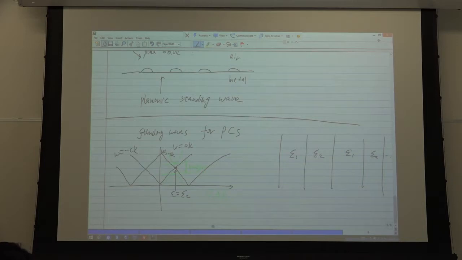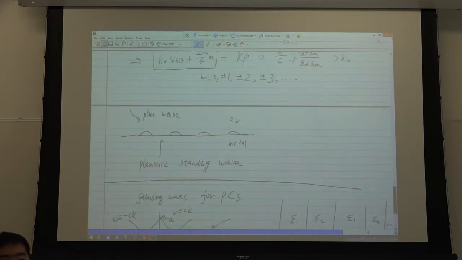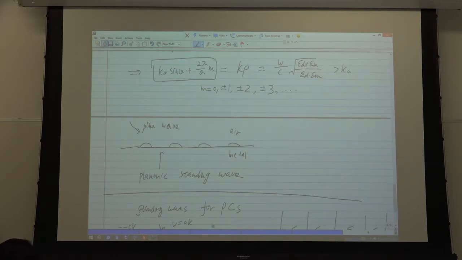This band gap is due to the interference between propagating modes, propagating waves. This is the physical origin of the photonic crystal band gap. Here, what's the meaning of plasmonic standing wave? Plasmonic also has standing wave. You can understand it this way.